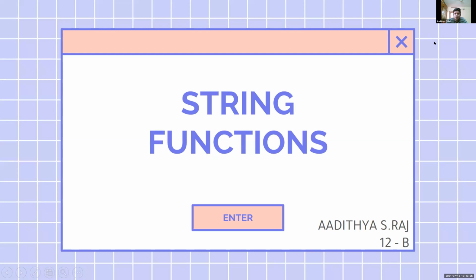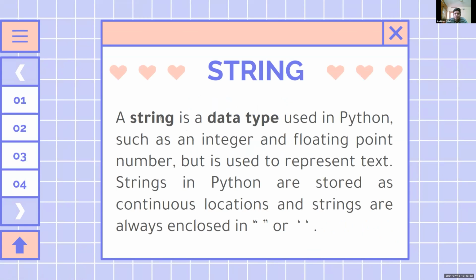Good afternoon to all. Today I'm going to take a seminar on the topic string functions. A string is a data type that is used in Python, such as an integer and floating point, but it is used to represent text. Strings in Python are stored in continuous locations, and these strings are always enclosed within quotes. This can be single quotes or double quotes.